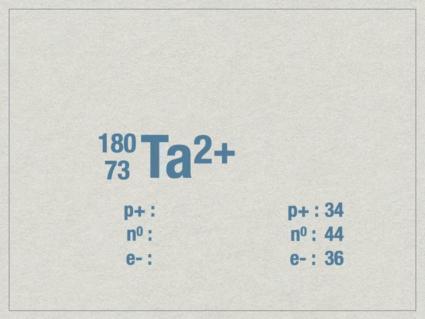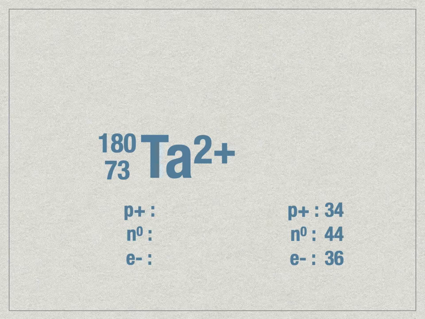Okay, if we take a look at what's going on here, we have tantalum as an element. 73 protons, so the atomic number is always the atomic number. Whatever that number on the bottom is, is the number of protons. 180 protons plus neutrons, so you take 180 minus 73, which should get 107. And then we have this 2 plus charge.